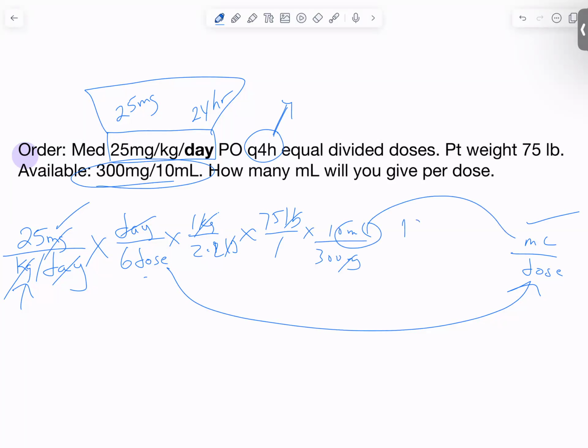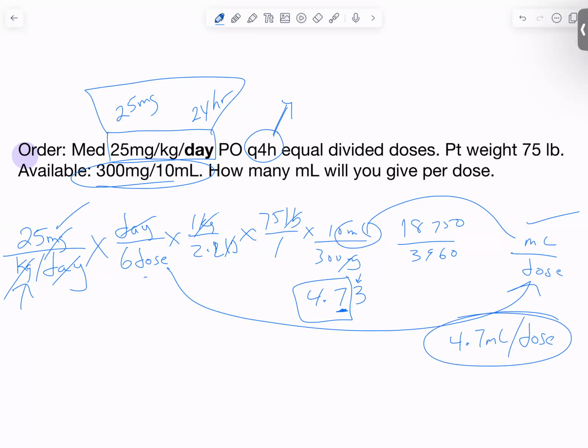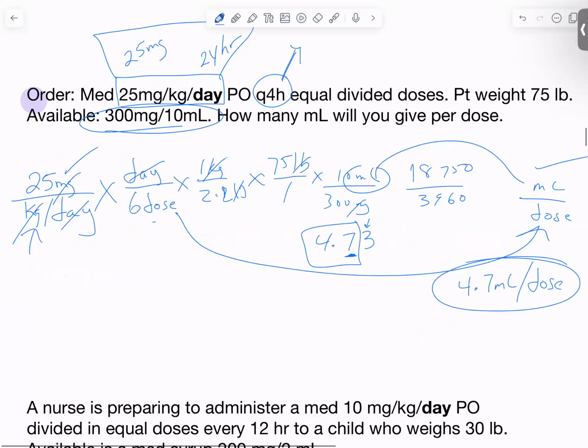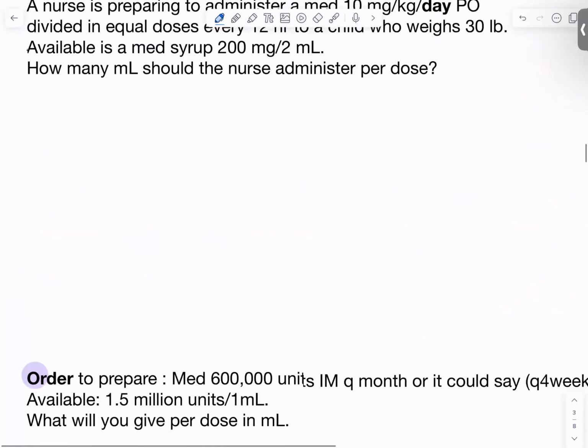Beautiful. So it's 18,750 over 3960. When I divide, that will give me 4.73. My rounding rules, any number between 1 and 10, I round to the tenths. I look to the right of that number. If it's not 5 and up, I keep it the same. So my answer is 4.7 milliliters per dose. So every 4 hours, I'm going to draw up 4.7 milliliters and give it to my patient that weighs 75 pounds. Beautiful.